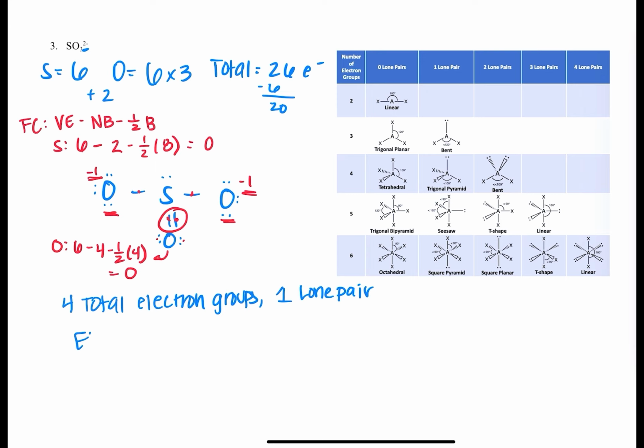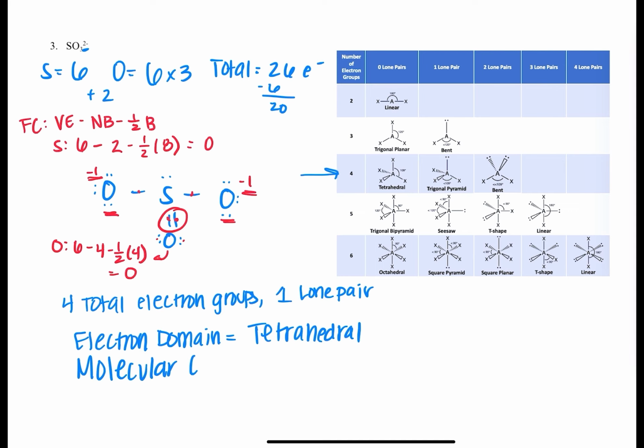So that means our electron domain geometry for total electron groups is right here. So that means we have a tetrahedral. And then our molecular geometry, we consider that lone pair. So we have 1 lone pair, 4 electron groups. That leaves us with trigonal pyramid.